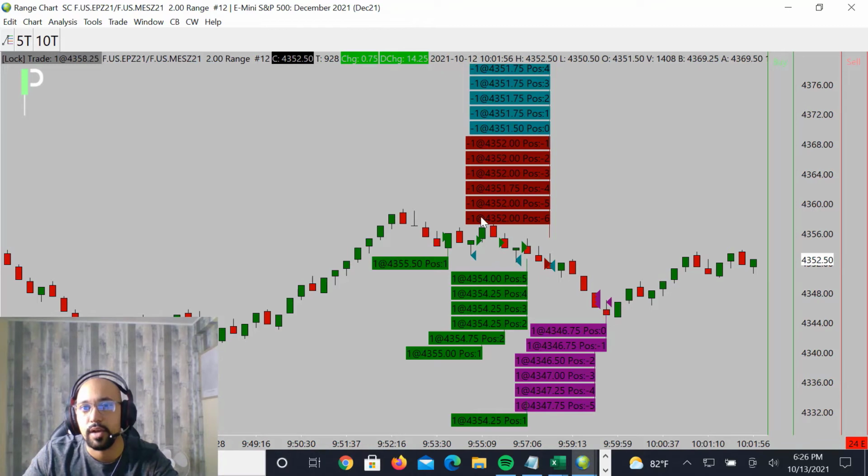We actually got stopped out right in that area, and the market started to come against us. At this point, started to take some shorts from there. One, two, three. We had about four shorts right at 43.52. Four short positions there, and then 51.75. One, two, three, four, five short positions at 52, and then a sixth position at 51.75. You see we got that short down into 46.75, 46.50, 47, 47.25, 47.75.